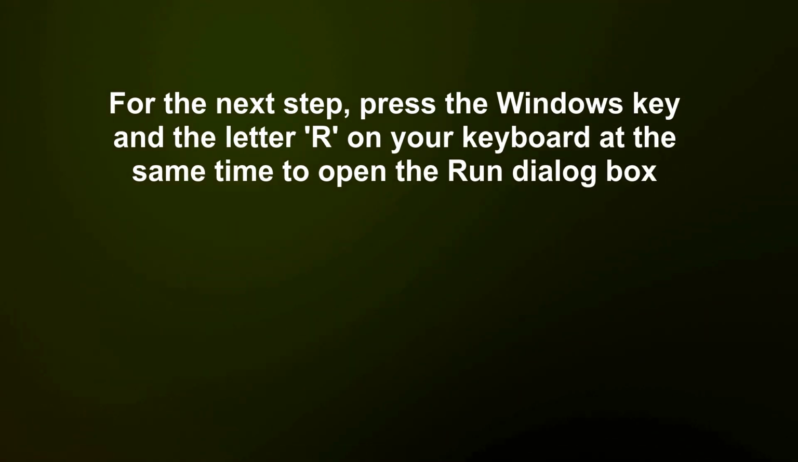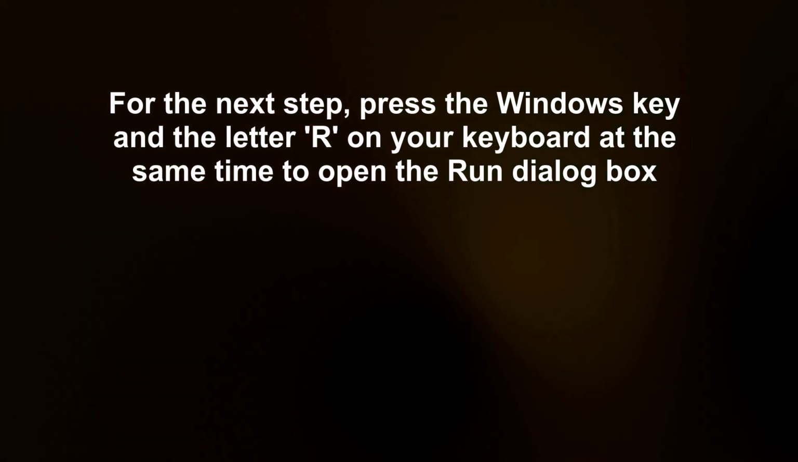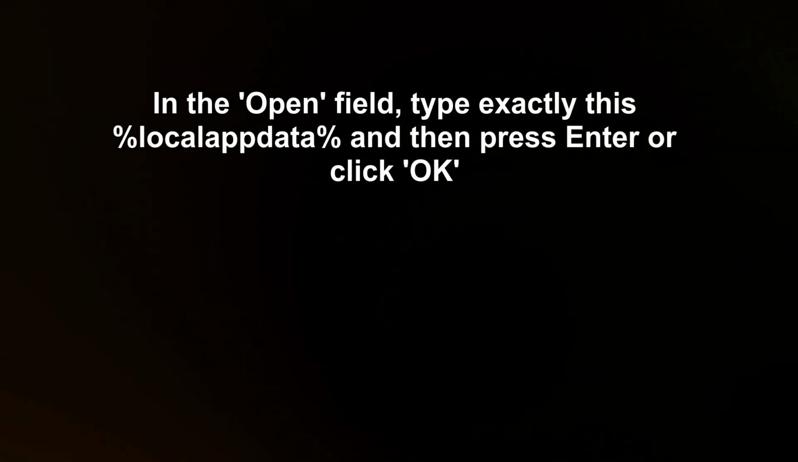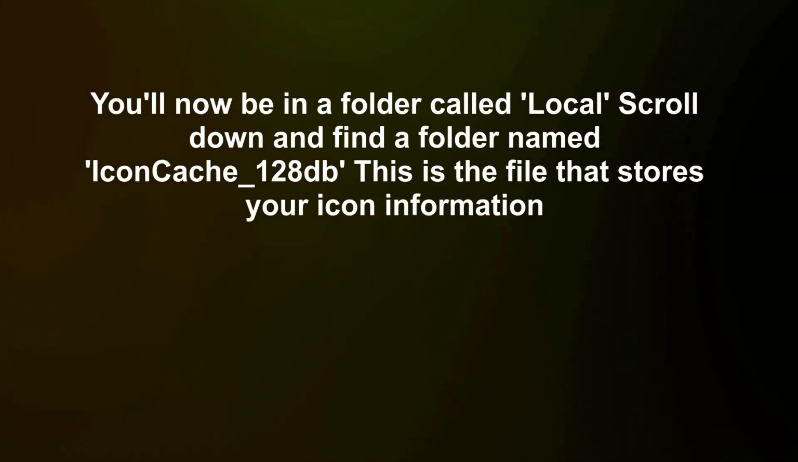For the next step, press the Windows key and the letter R on your keyboard at the same time to open the Run dialog box. In the Open field, type exactly this: %localappdata%, and then press Enter or click OK. You'll now be in a folder called Local.